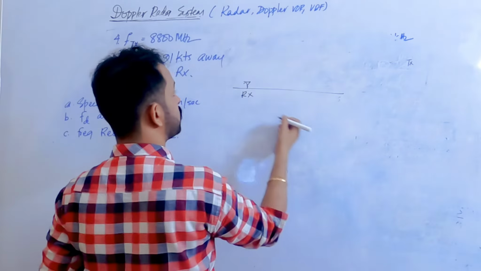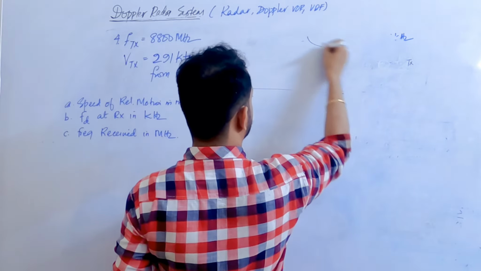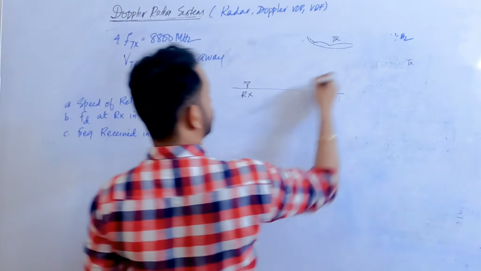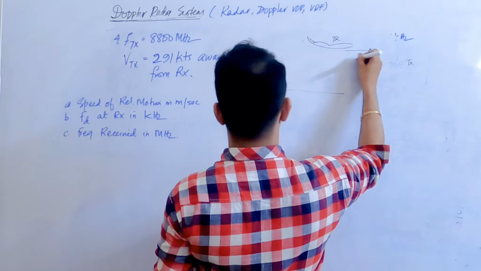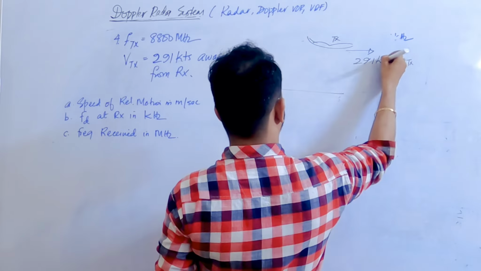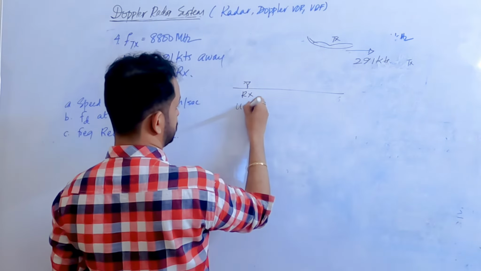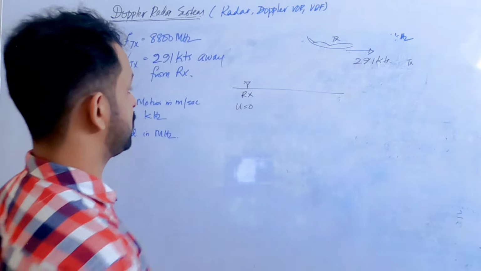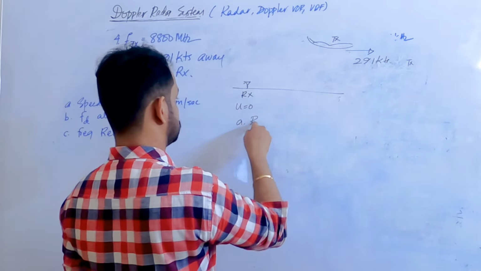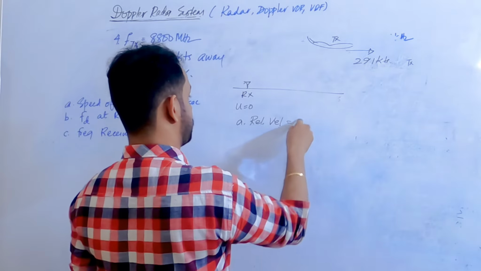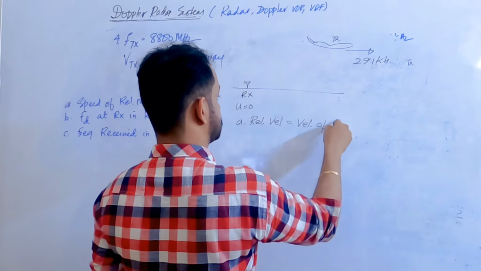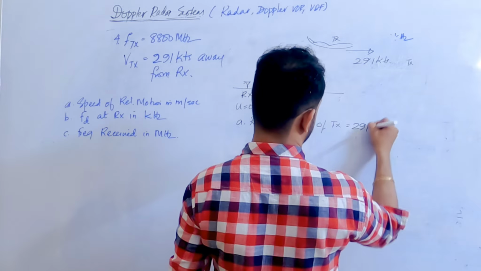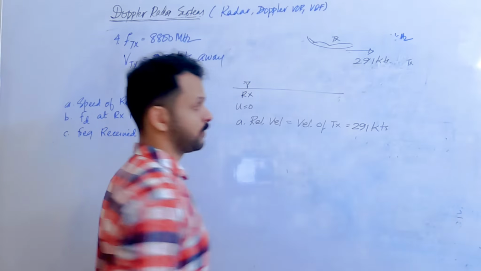Let's draw the receiver on the ground, and say for example we have the transmitter in the aircraft. The transmitter is moving away from the receiver at 291 knots. The velocity of the receiver is 0, and for that reason the relative velocity will basically be the velocity of the transmitter, which is 291 knots.